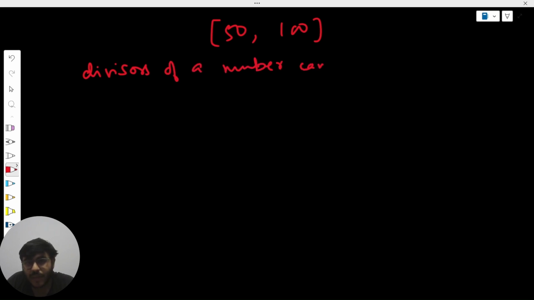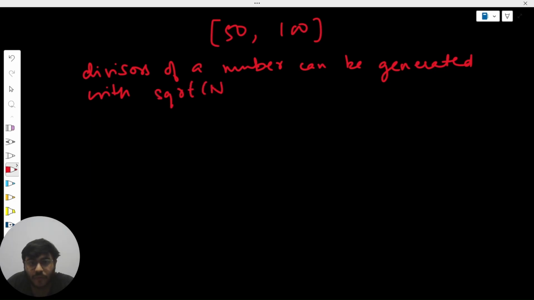number can be generated within sqrt n number of iterations, correct? If you want to know how many iterations are needed for 50, basically 7 times 7 is 49. So basically up till 7 you'll be able to cover all the factors of number 50. Starting from 1, if you go to 7, you'll be able to cover all the divisors of number 50.